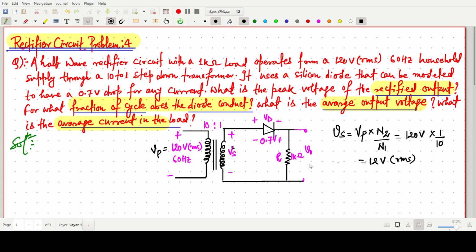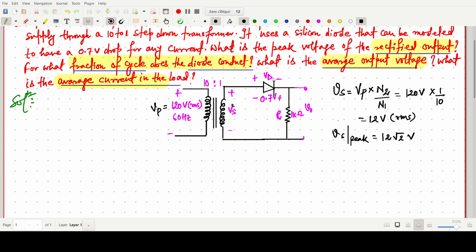If we have to find the peak, the secondary peak voltage, we just take 12 root 2 volt. This will be the peak input voltage at this secondary side, this Vs. So now we have to be concerned about this Vs. What exactly we are giving as input to the diode is simply Vs. Our primary concern is now Vs with time t. We are giving some sinusoidal signal, so the expression can be written as 12 root 2 sine theta. Clear? Better to write theta.